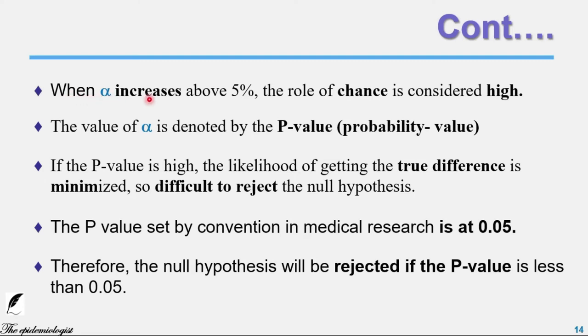When alpha increases above 5%, the role of chance is considered high. The alpha value is denoted by the p-value, probability value. If the p-value is high, the likelihood of getting a true difference is minimized, making it difficult to reject the null hypothesis. The p-value set by convention in medical research is 0.05. Therefore, the null hypothesis will be rejected when the p-value is less than 0.05.